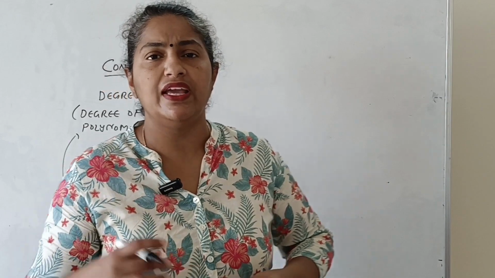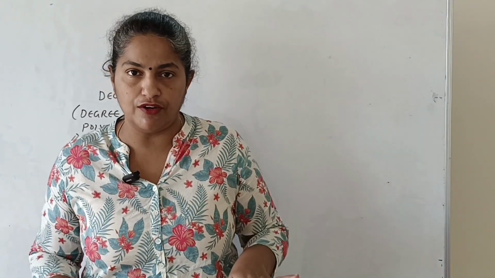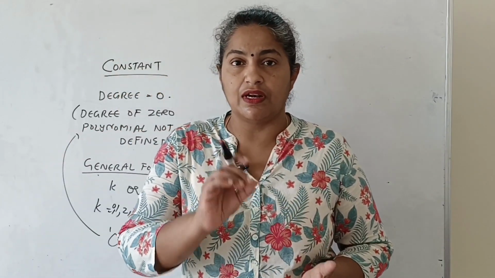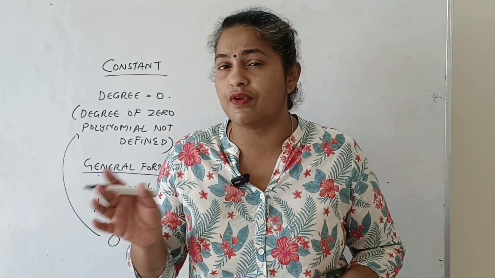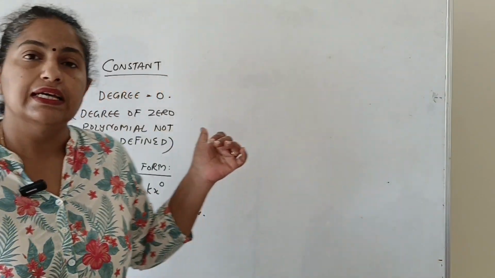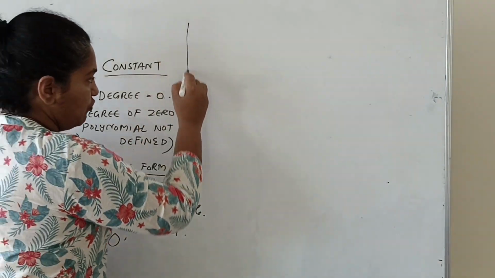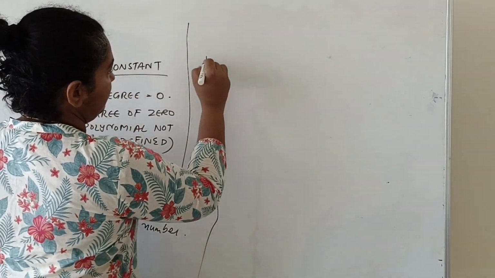Every single polynomial, every single fact that is studied in mathematics always has a general form. Now there are deviations from the general form, but unless in physics and chemistry, you don't have to bother too much about it because this is only theoretical. So the general form of a constant polynomial is this. Let us see what is the general form of a linear polynomial.